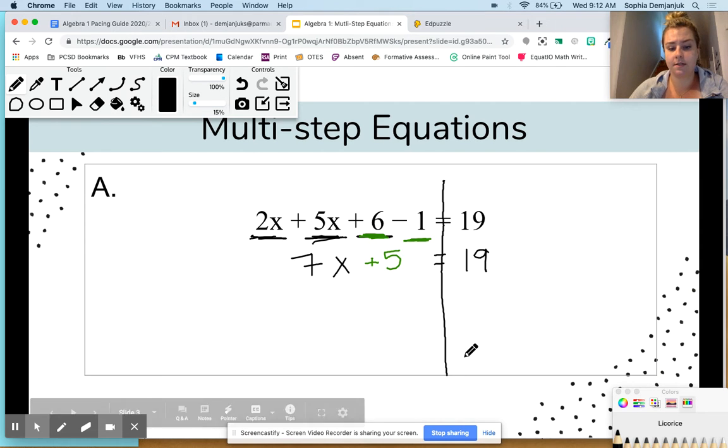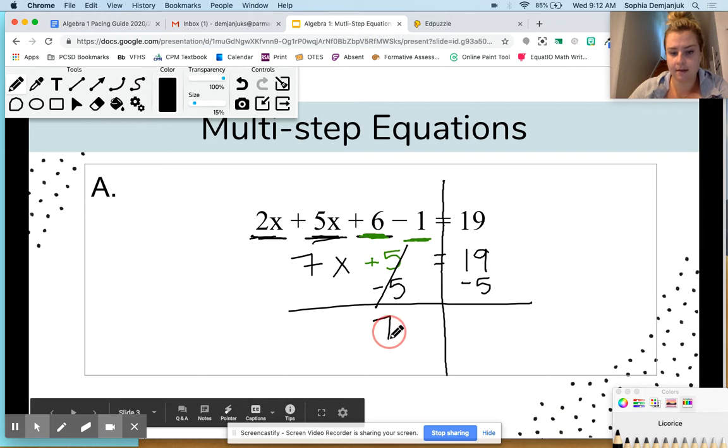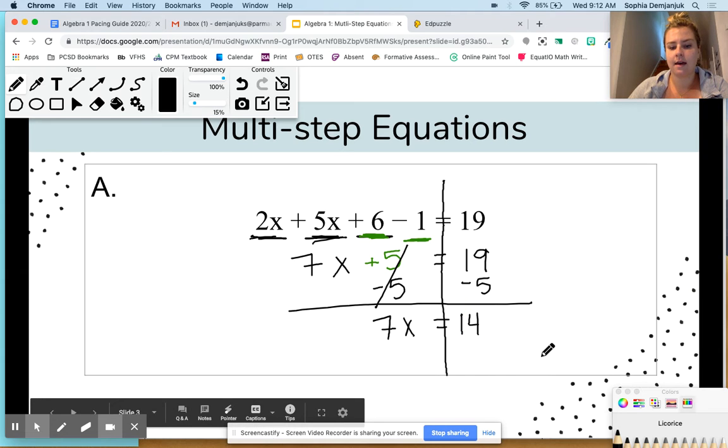And now we have a two-step equation that we need to solve. So if I want to get this x piece by itself, I need to get this plus 5 to the other side. Since it's plus, to get to the other side, I'm going to subtract 5 from both sides. That will leave me with 7x equals 19 minus 5 gives me 14. And then my last step, I want to get this 7 off of the x. I need to divide it off. x will equal 2.